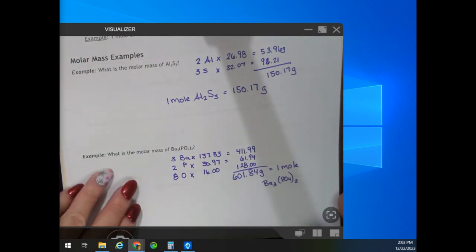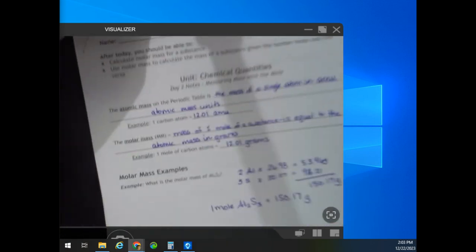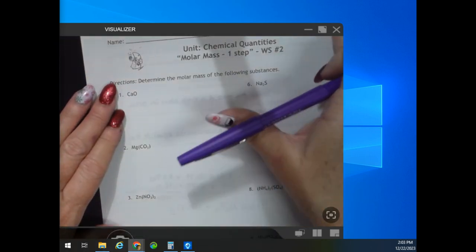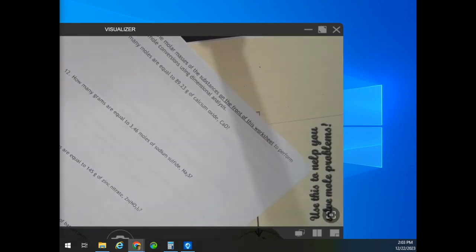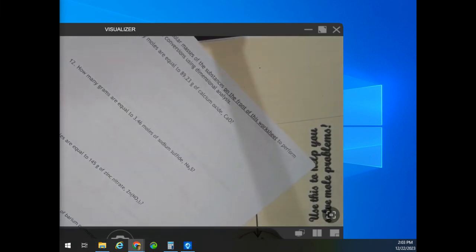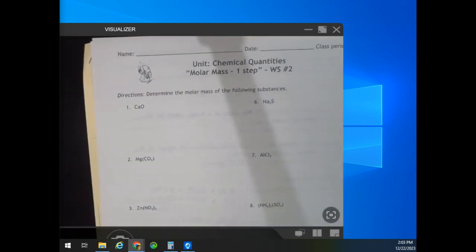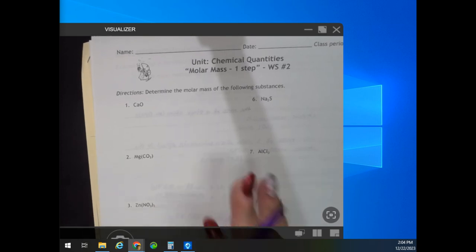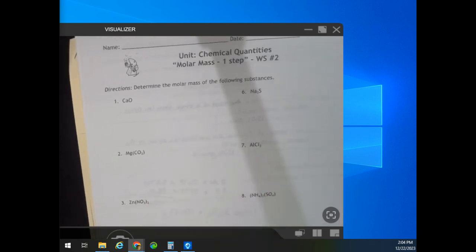So let's do another example. I'm going to do a couple of these, and then I will let you do the rest for homework. Actually, I won't. We'll do an example of each, and then I will have you bring this to class tomorrow, and I'll have you work on it in class, just to make sure that we are all on the same page.